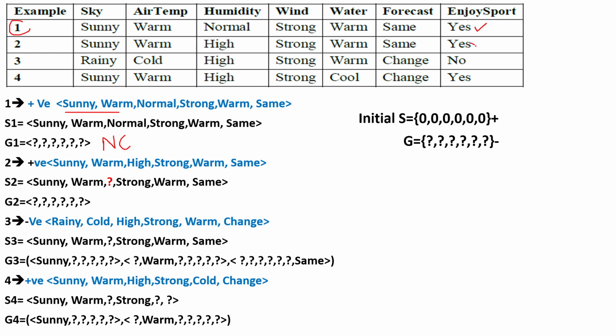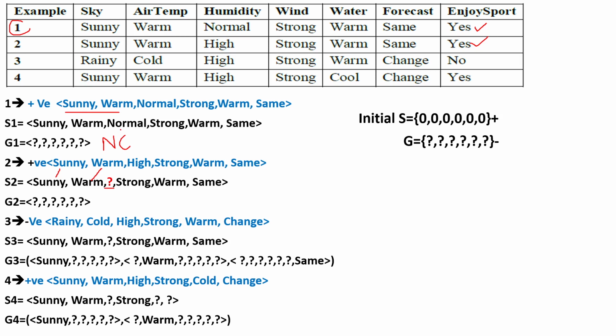The second example is positive: sunny, warm, high, strong, warm, same. You have to compare now the hypothesis with this example. Sunny, sunny are matching. Warm, warm are matching. The training example attribute is high, and the specific hypothesis value is normal, so it becomes question mark.